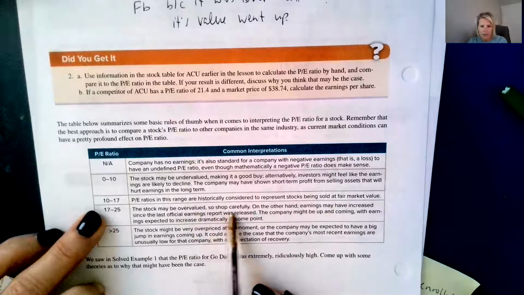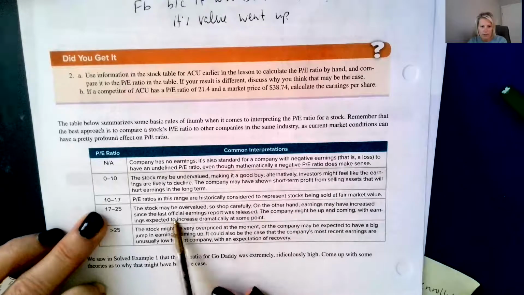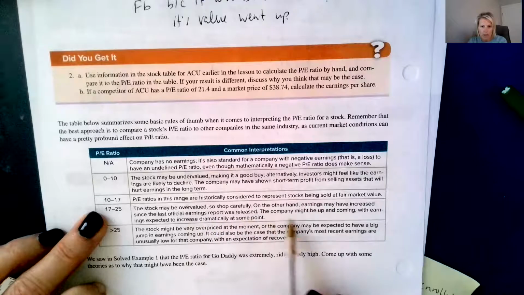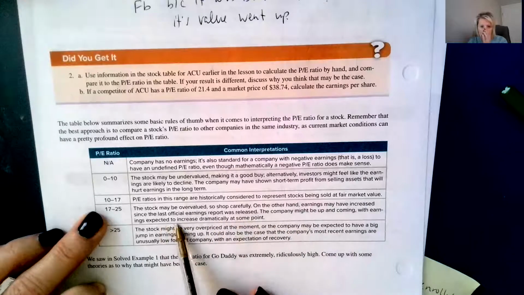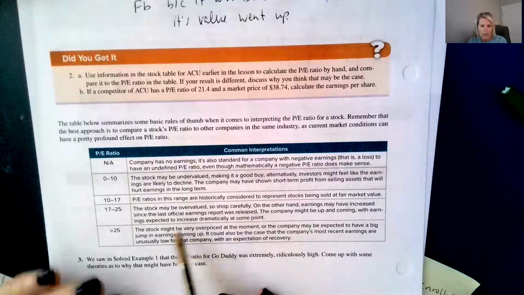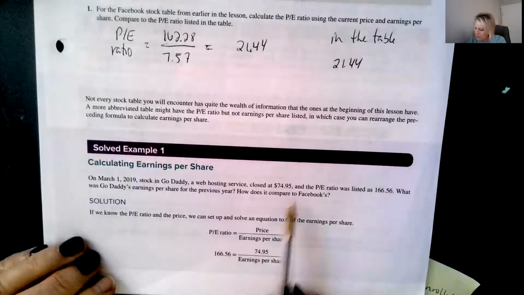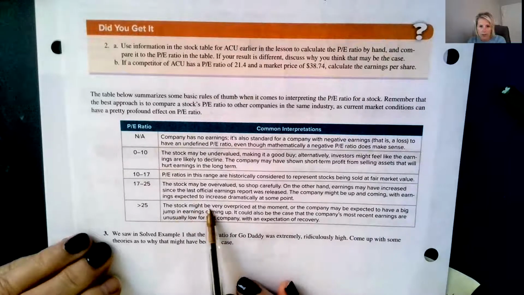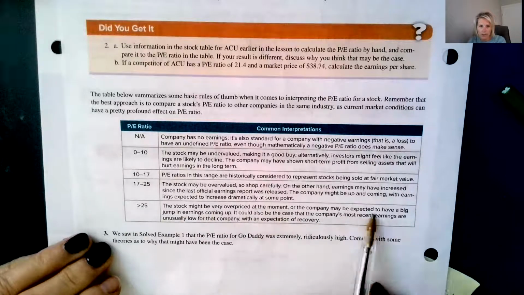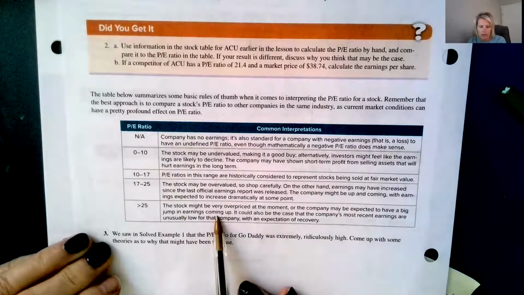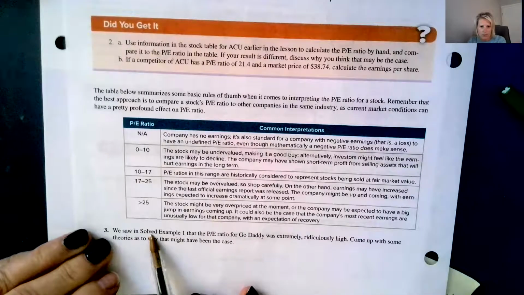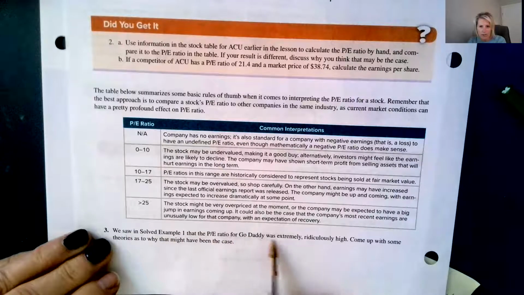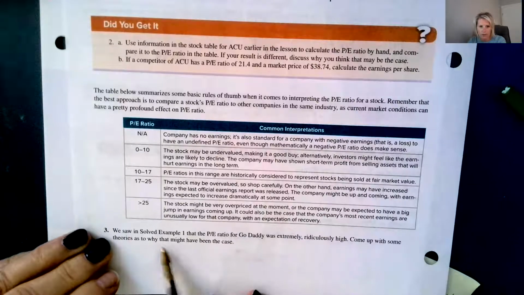On the other hand, earnings may have increased since the last official earnings report was released. The company might be up and coming, with earnings expected to increase dramatically at some point. And bigger than 25, which was GoDaddy: the stock might be very overpriced at the moment, or the company may be expected to have a big jump in earnings coming up. We saw in solved example 1 that the PE ratio for GoDaddy was extremely high. Come up with some theories as to why that might have been the case.